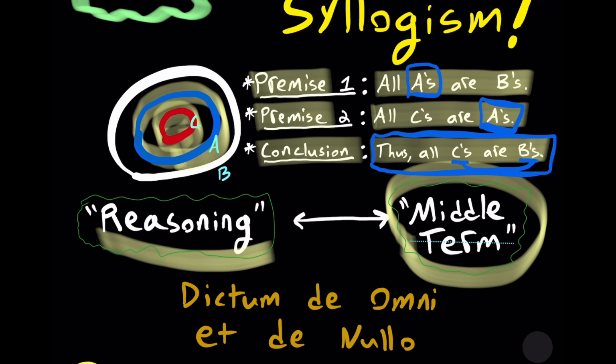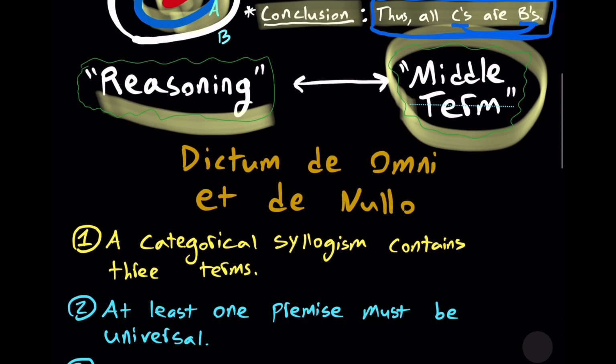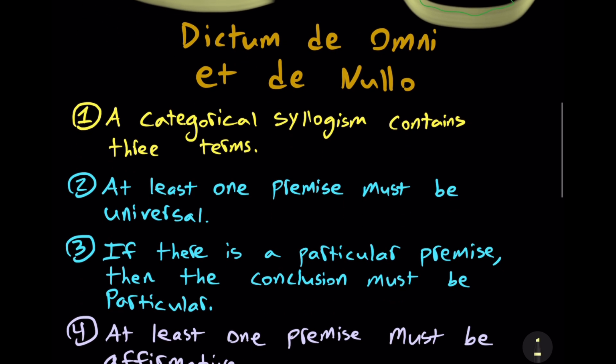Now, what are these laws? It starts with the dictum de omni et nullo. Whatever is affirmed or denied of the logical whole may be likewise of its logical parts. The maxim of all and none. Now, the first rule is that a categorical syllogism contains three terms, A, B, and C, in our example.